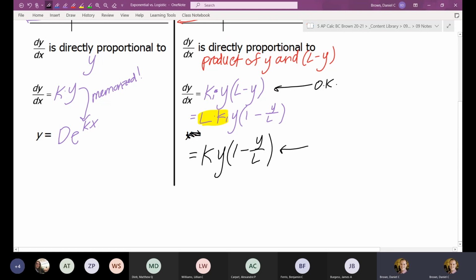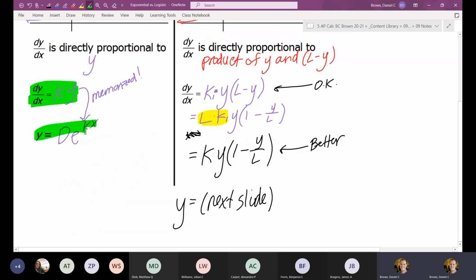The best one you want to memorize is going to be that version where there's a clear K in front of the Y, and L is going to end up being in the denominator under the Y. And then we are just going to memorize what that Y is equal to, and I'm going to put that on the next slide because this one's getting a little bit messy. So again, first thing we're going to memorize, yes, we have the exponential growth. For the exponential growth, dy dx is ky, which is going to give us y is equal to de to the kx. Memorize that, use that shortcut.